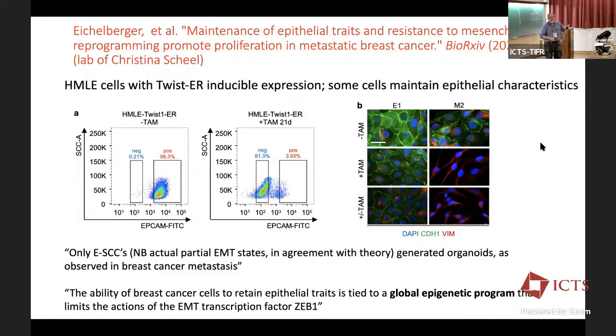Now, again, this was before the sort of general realization in the cancer community about partial EMT cells. So they had to label things as either E or M. They didn't have any other choice. So they called these things mesenchymal.